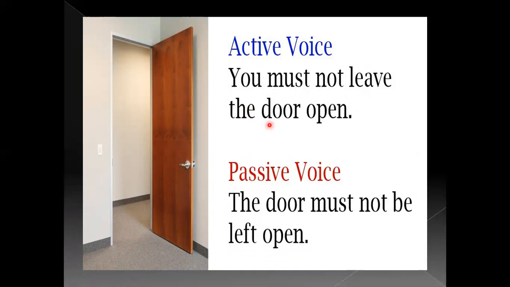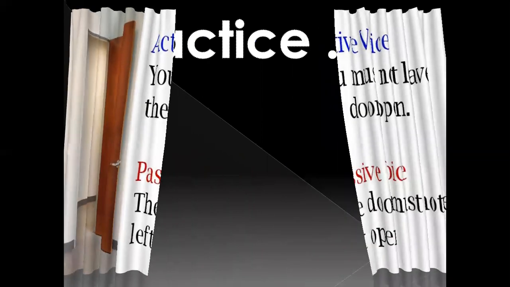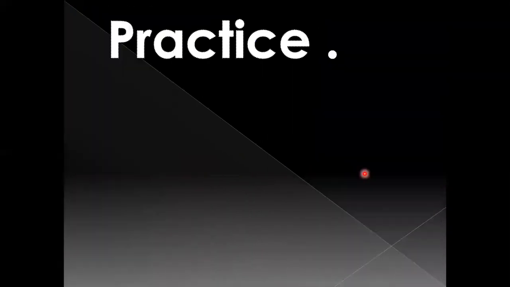To change this structure into passive, you are going to start your passive voice sentence with, excellent, the object, which is the door, then the modal verb mustn't, plus be, plus the past participle form of leave, which is left. Okay, so the door mustn't be left open. Any questions? Did you understand the lesson? Did you understand my point? So you will be able to do this practice with me.